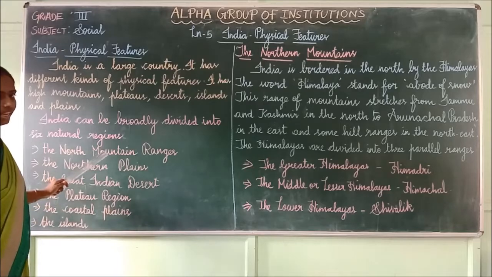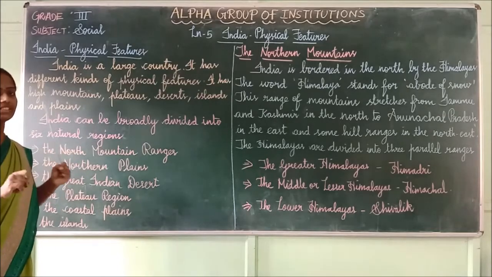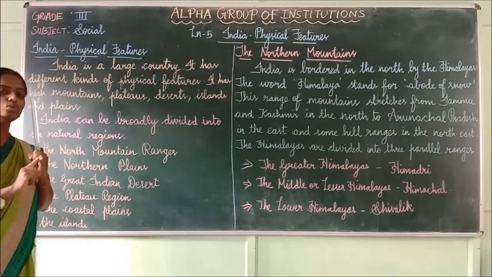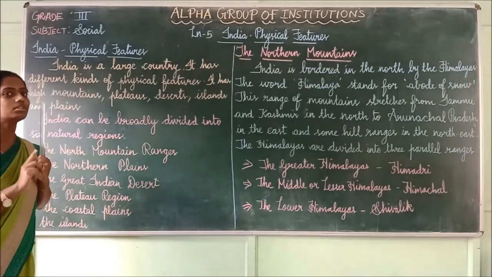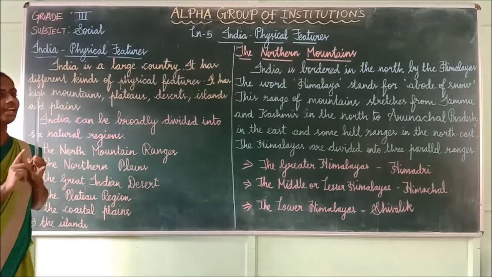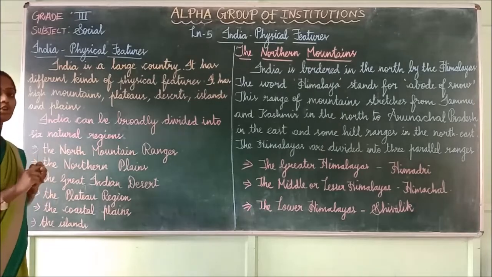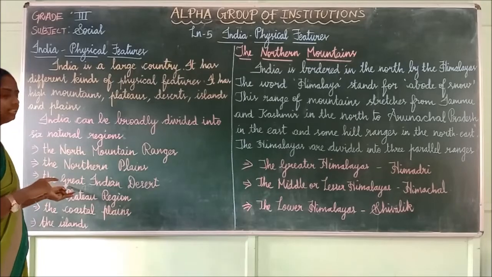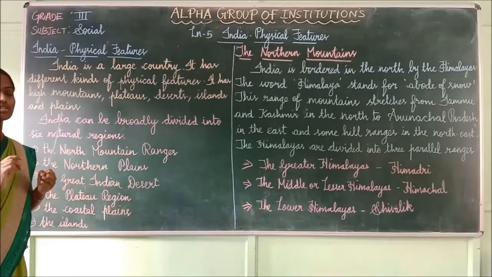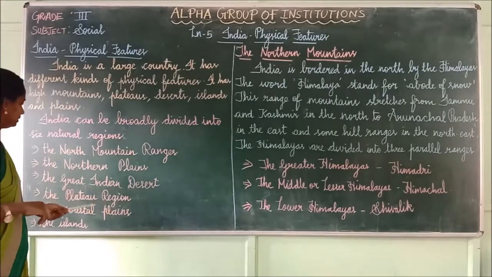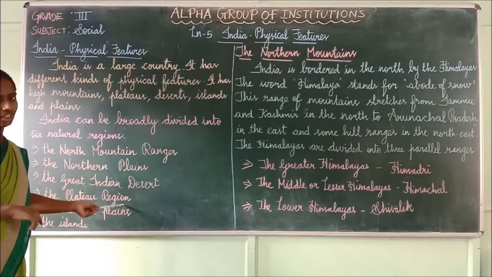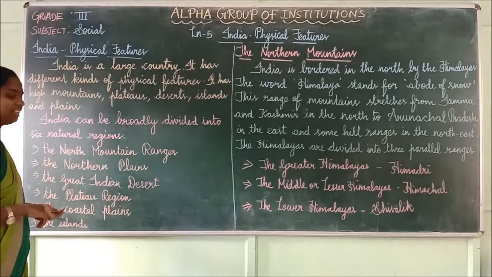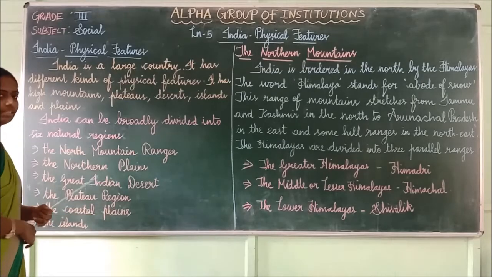Children, I repeat it again. India can be broadly classified into 6 natural regions. The first one is the North Mountain ranges. What is the second one, children? Yes, very good. The second one is the Northern Plains. The third one is the Great Indian Desert. The fourth one is the Plateau region. That is what we are going to discuss in this topic. Then the coastal plains. The last one is islands.